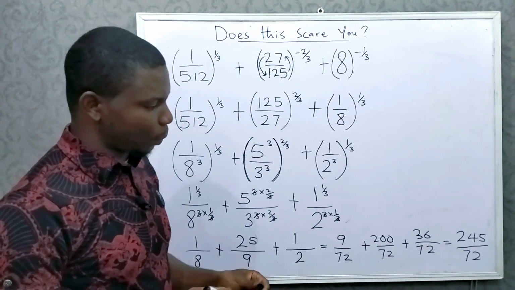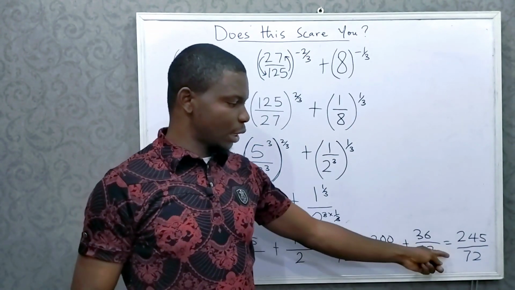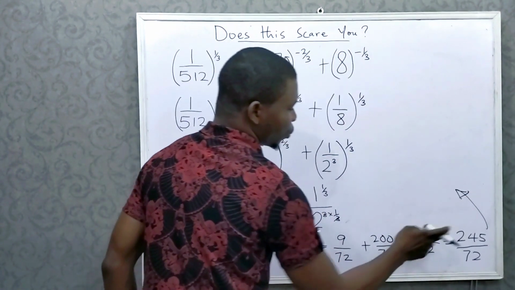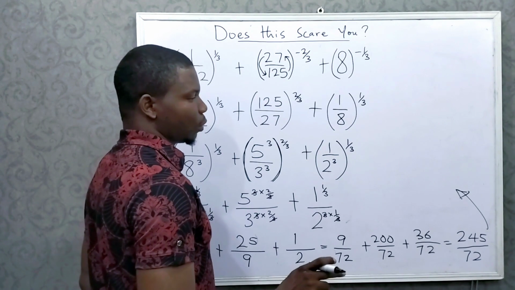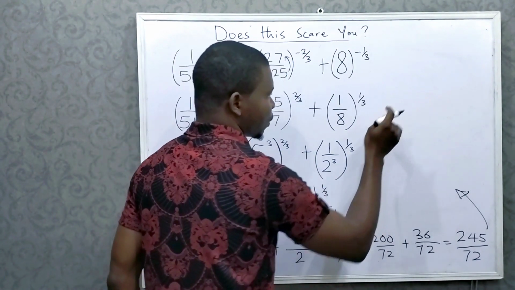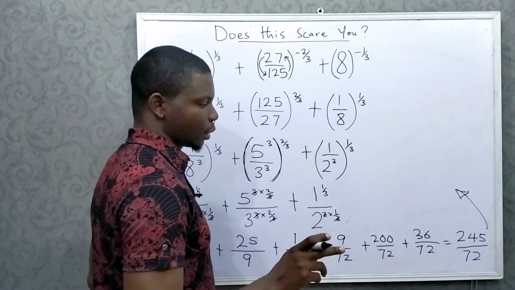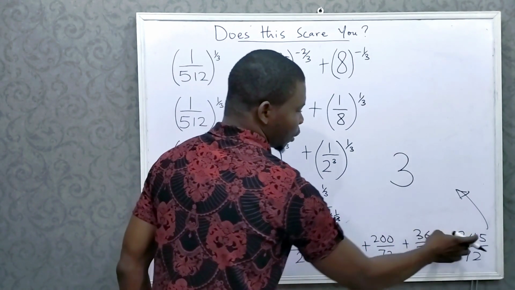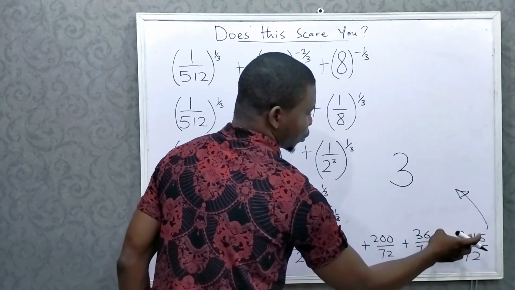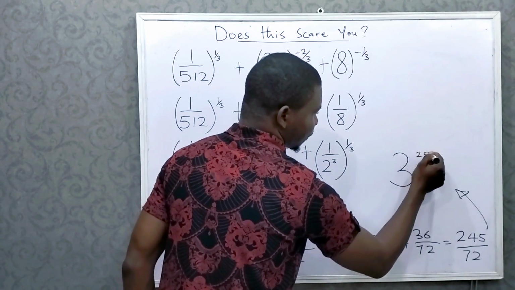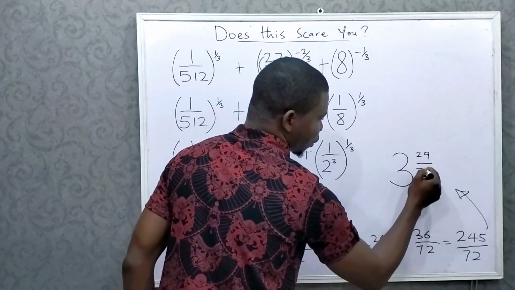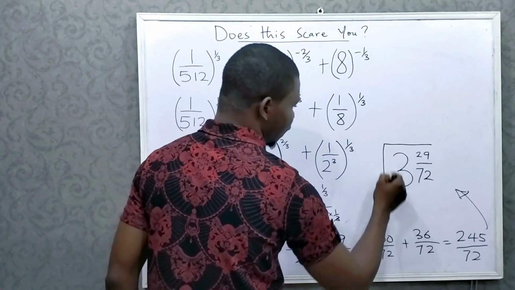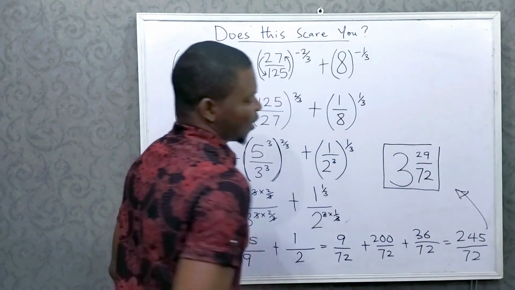Good. So this is an improper fraction. We can express it as a mixed number. So we say 72 into 245. That will be 3 times, right? 72 times 3 is 216. So we have 3 times. Remember, 245 minus 216 is 29. Then over 72. So this is the answer. This is the answer. All right.